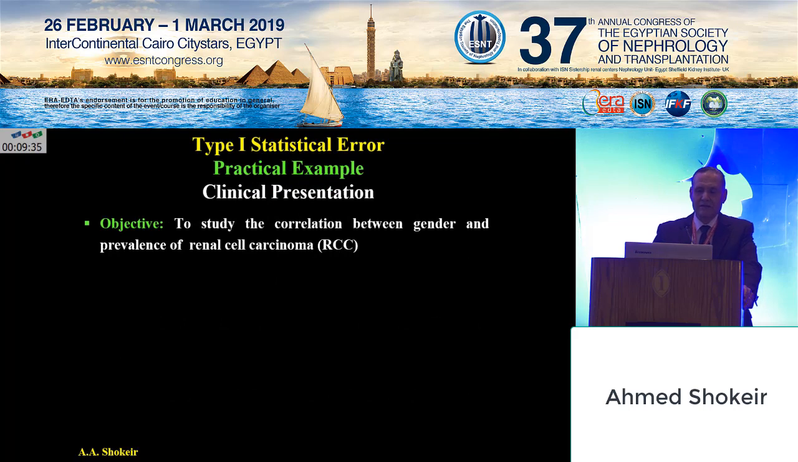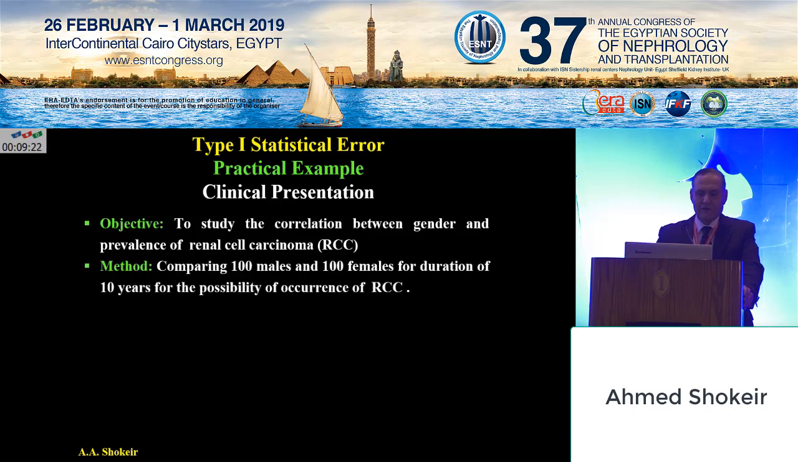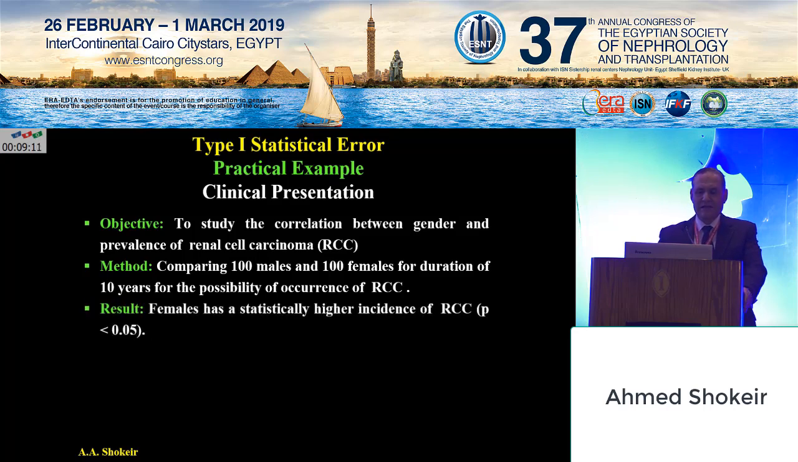And this is a classic example of type 1 statistical error. If we assume that the objective of any study is to study the correlation between gender and prevalence of renal cell carcinoma, then the authors compared 100 males versus 100 females for duration of 10 years for the possibility of occurrence of renal cell carcinoma, and their results showed that females have a statistically higher incidence of renal cell carcinoma because the p-value was less than 0.05.